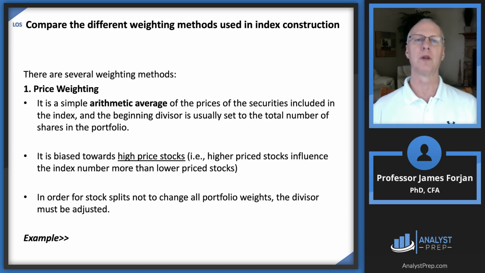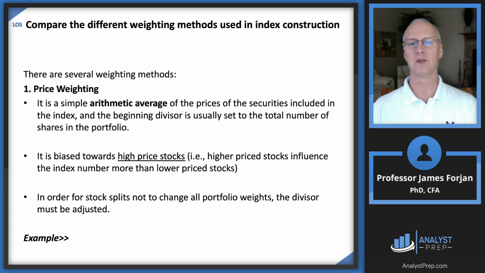All right, so here's a couple of good slides on the different weighting methods. We'll start with price weighting. It is a simple arithmetic average of the prices of the constituent securities included in the index. The problem with price weighting is that it has a bias towards higher price stocks. In other words, the higher price stocks influence the index much more than lower price stocks.